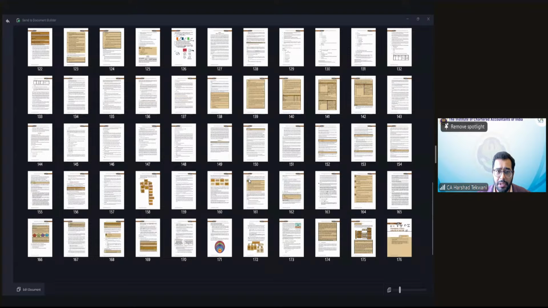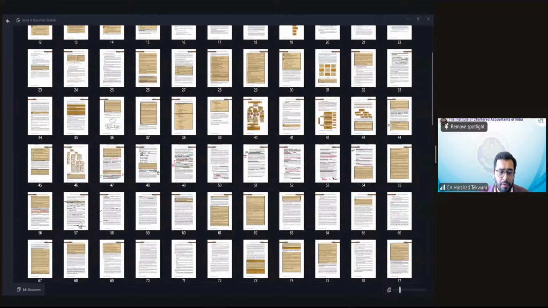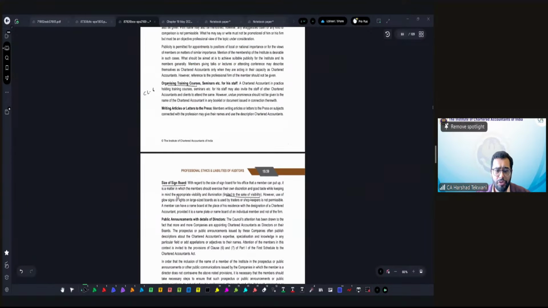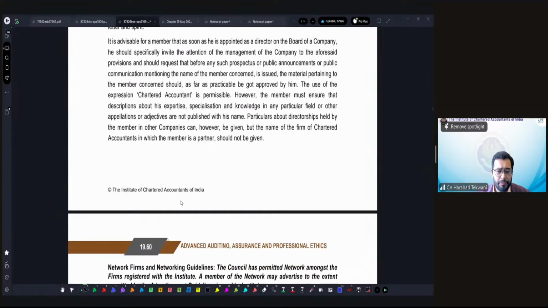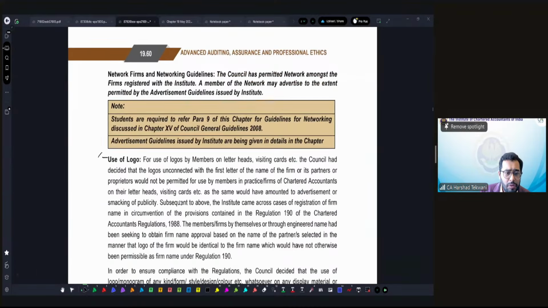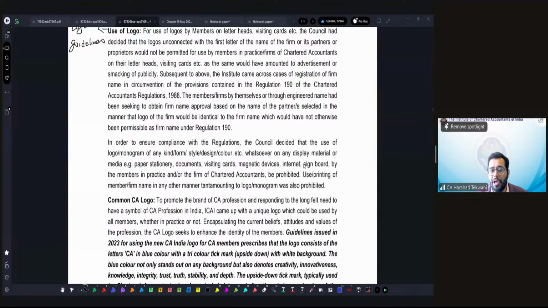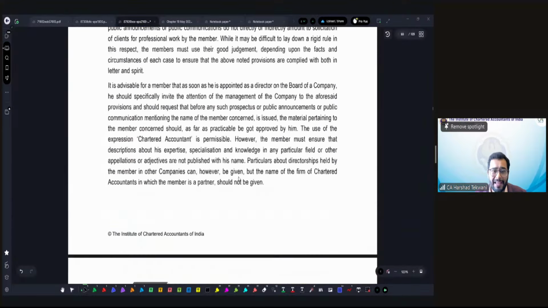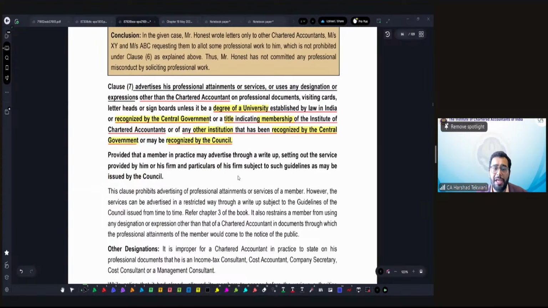So we'll go back to the clause 7 that we were discussing. Signboards, we are done. Logos, we have already discussed: use of logo, logo guidelines. Can we use any other logo apart from the CA logo? Answer is no. You cannot have your own customized logo. So this was basically with respect to clause number 7, additionally on the advertisement of professional attendance. Any doubt on this?